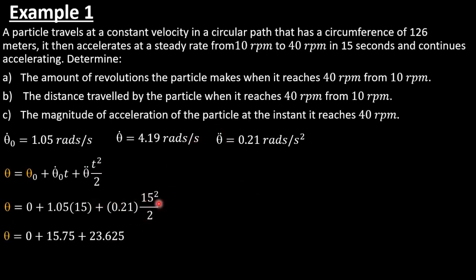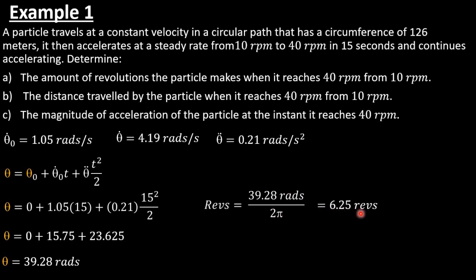Simplify all that down. 1.05 times 15 gives me 15.75, and 0.21 times 15 squared over 2 gives me 23.625. Simplify that, and I get 39.28 radians. That is my final angular position. If I convert that into revolutions, I divide 39.28 radians by 2 pi, because there are 2 pi radians in every revolution, and I get 6.25 revolutions. That is my answer for part A.